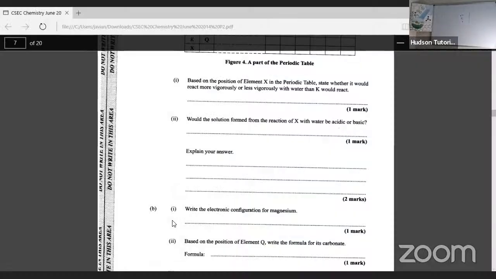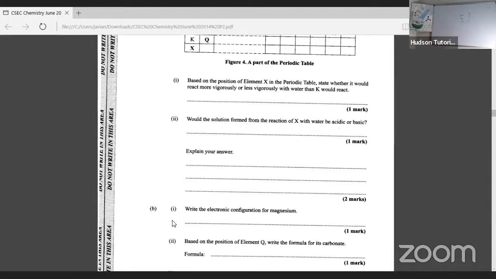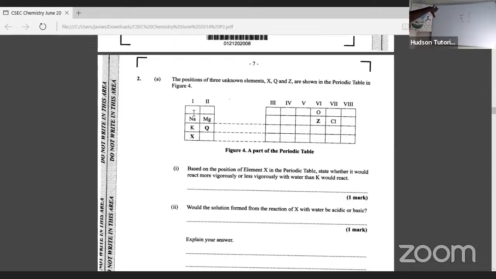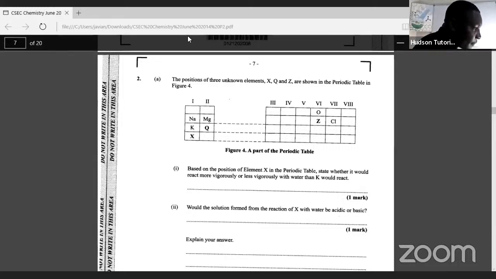It says, would the solution formed from the reaction of X with water be acidic or basic? Let's think about it. First of all, we have to understand where X is in the periodic table. Remember that X is on the left-hand side of the periodic table. What do we know about the left-hand side? Metals are normally on the left-hand side of the periodic table. What do we know about the oxides of metals? Let's write the reaction.